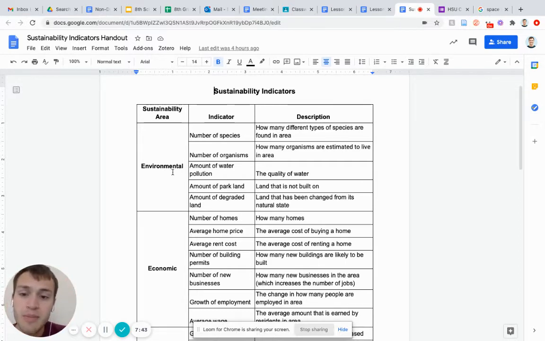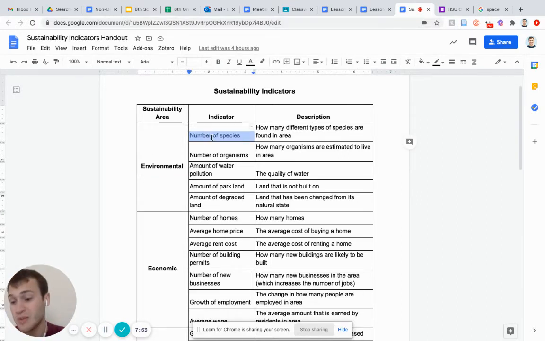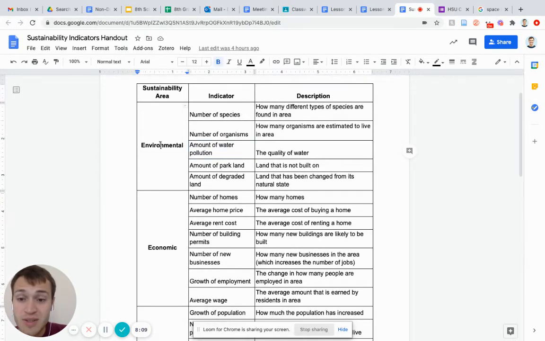But for example, for the environment, an indicator of environmental health could be number of species, so how many species are living there, or amount of water pollution. So if an ecosystem has lots of water pollution, then it's probably not very healthy. So those are 2 examples of environmental indicators.